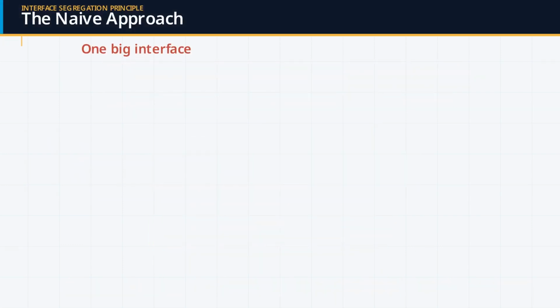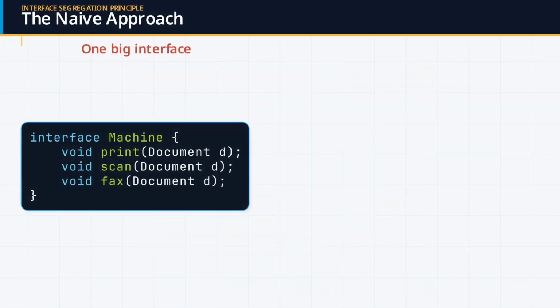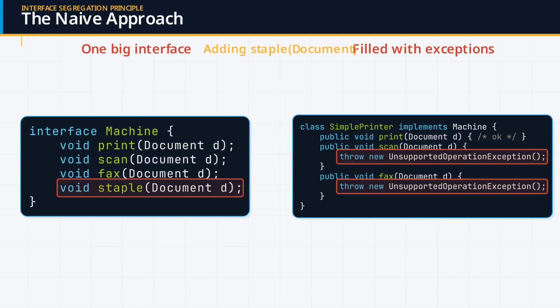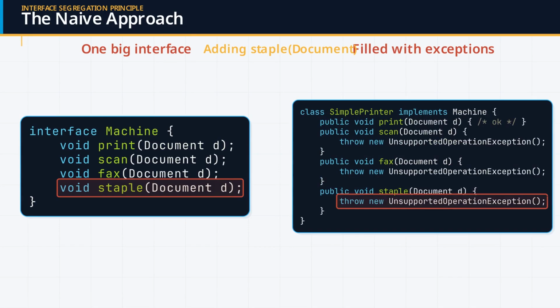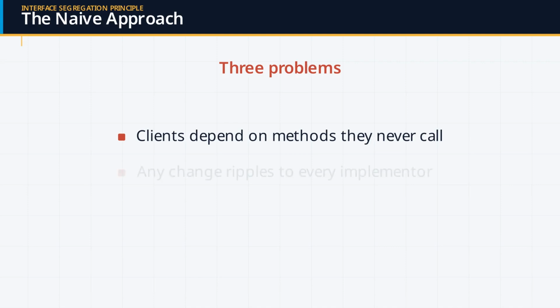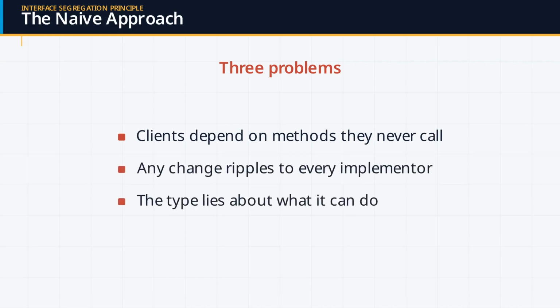The naive approach keeps one big interface. Classes that lack a capability just leave methods empty or throw exceptions. Adding staple forces us to reopen every implementer, including SimplePrinter. So clients depend on methods they never call, changes ripple everywhere, and the type lies about what it can do.